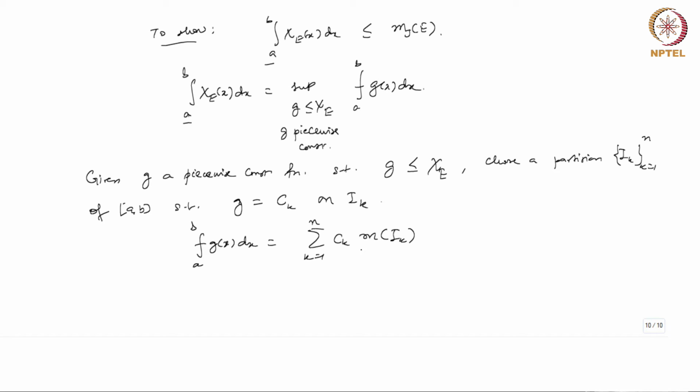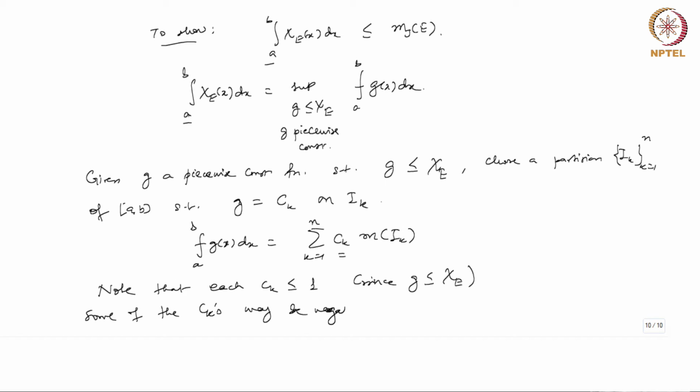Now in this sum, we note that each c_k must be less than or equal to 1, since g is less than or equal to chi E, and the indicator function takes the value at most 1. So each c_k is less than or equal to 1. Also, some of the c_k's may be negative. So I will only consider those c_k's which are positive in this sum and then bound it above by 1.